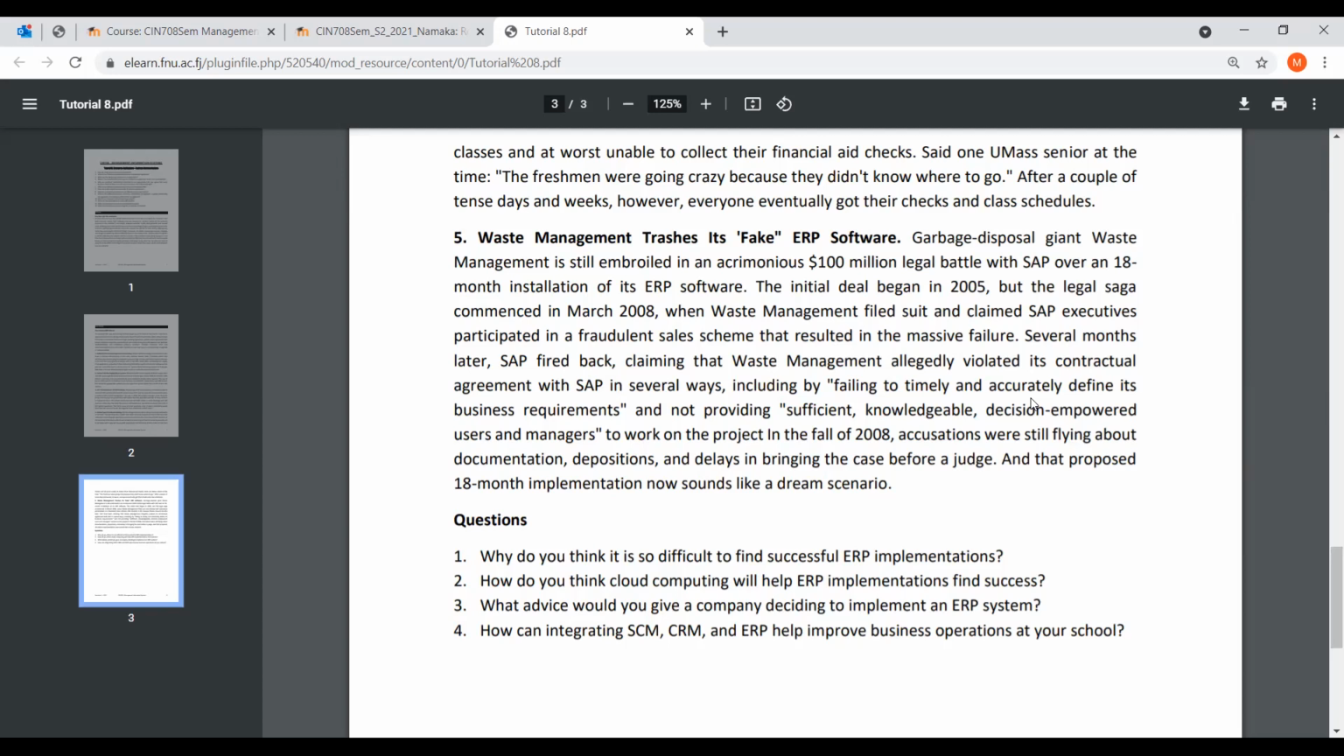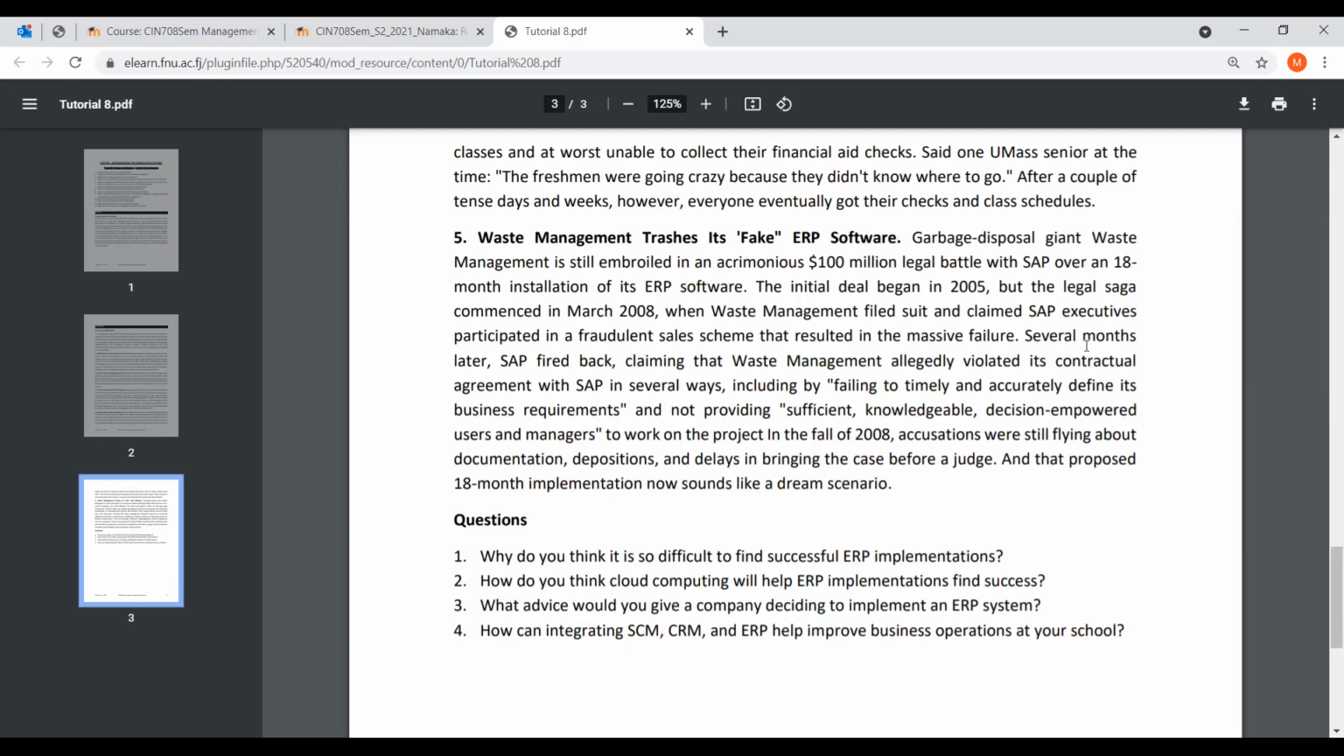Now, what is being discussed is this particular company, Waste Management. They filed a $100 million lawsuit against SAP because the organization feels that SAP, one of the ERP providers, was taking part in some fraudulent sales schemes.